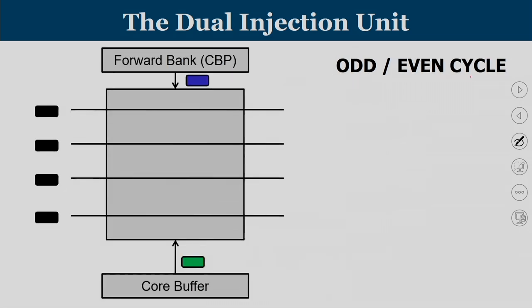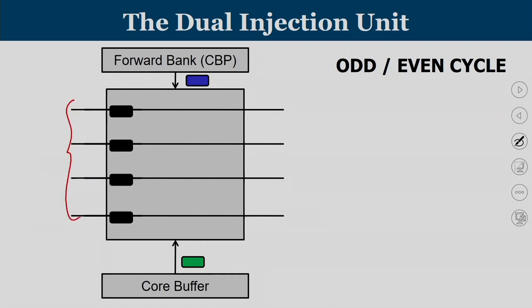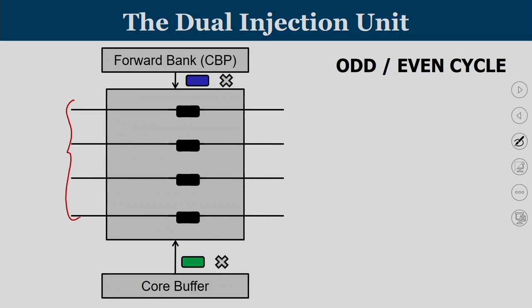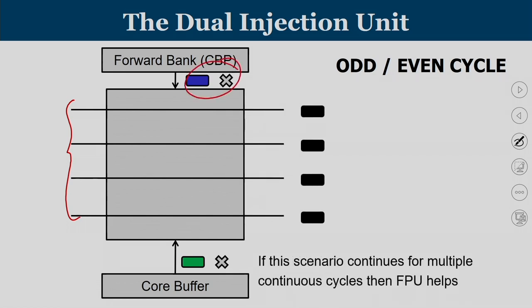Now there is one problem. Let us say all four internal flit channels are busy, then the flits waiting in the central buffer pool as well as in the core buffer cannot inject. So they cannot inject, and this will lead to starvation.